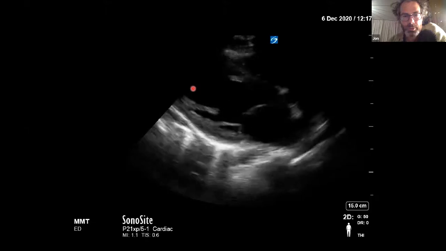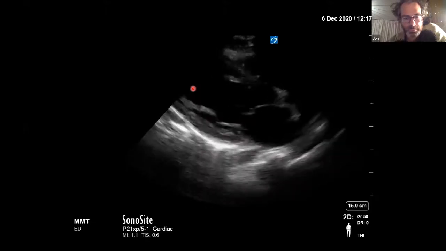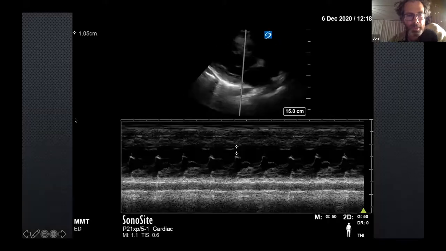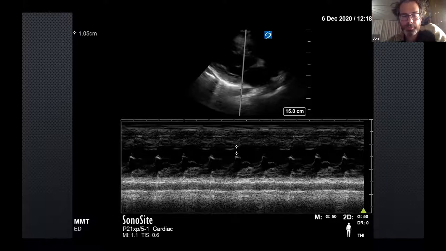Cool. So this next image. There are some ways you can quantify LV function, some measurements that you can use. In general, I'd suggest qualitative eyeballing methods are probably more reliable. You can get into trouble doing too many measurements, but this is one measurement that I do find quite useful. Does anyone know what this is called?